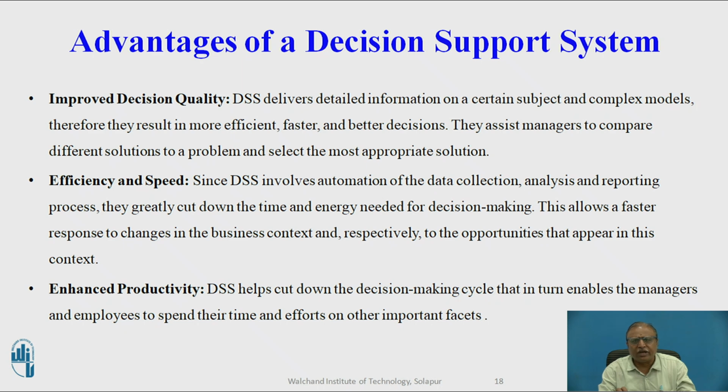Efficiency and speed. Decision support systems involve automation of data collection and lesser reporting processes. They greatly cut down the time and energy needed for decision making. This allows a faster response to changes in the business context and to the opportunities that appear in this context. Enhanced productivity. The decision support system helps to cut down the decision making cycle, which in turn enables managers and employees to spend their time and efforts on other important facets.